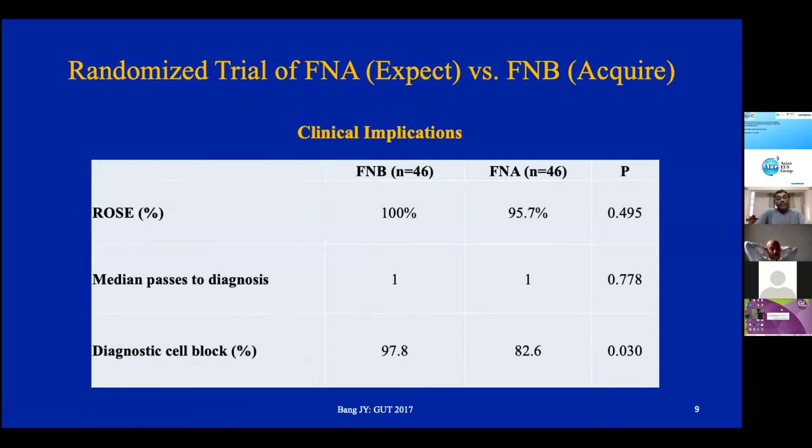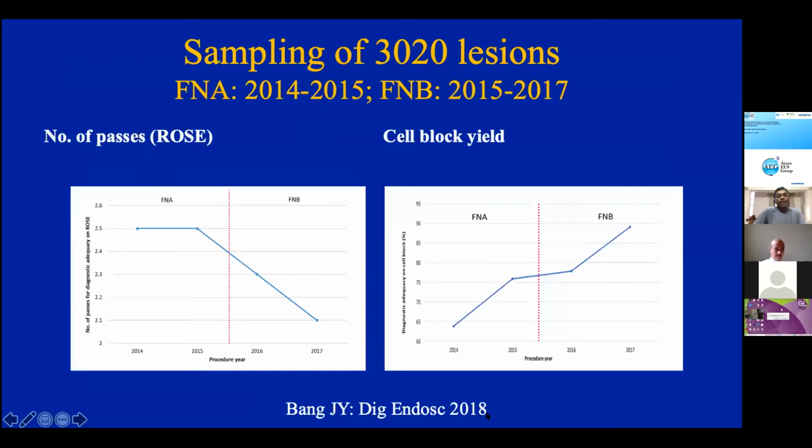And all of them is clinically relevant. If you want to look at the clinical implications, when you use an FNB needle, ROSE is positive 100% of the time. You get a diagnosis usually within 1 or 2 passes if you are a good endosonographer, and the cell block yield is significantly higher with FNB at about 98% compared to only 82% with the FNA needle. And this is very important.